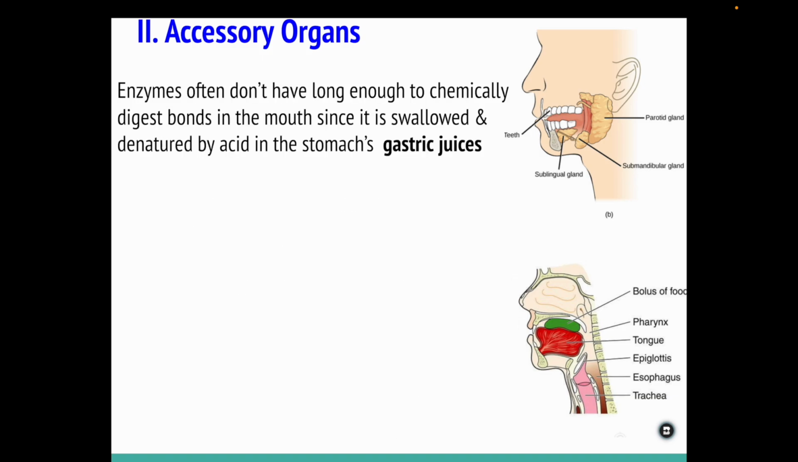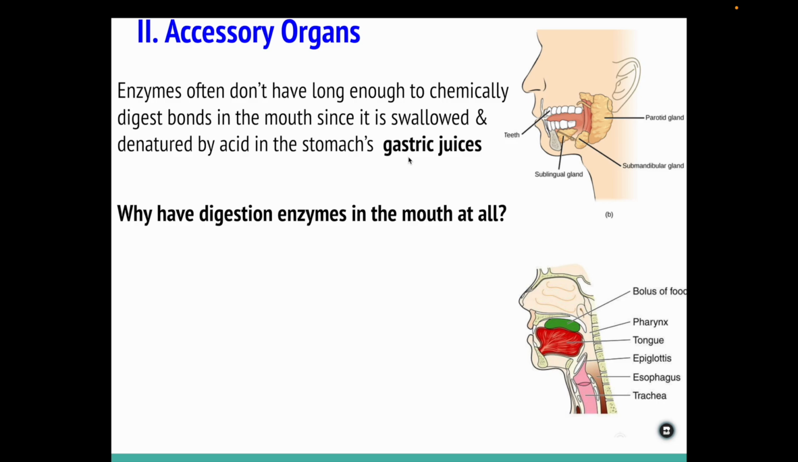Now, in reality, you're really not going to get much chemical digestion in your mouth. The chewing is great and very helpful for physical digestion, meaning getting that food into smaller bits so that it can be reached by enzymes later in your stomach and your small intestine. But you're going to swallow that food pretty quickly and it's going to hit your stomach and be denatured by the acid in the gastric juices.